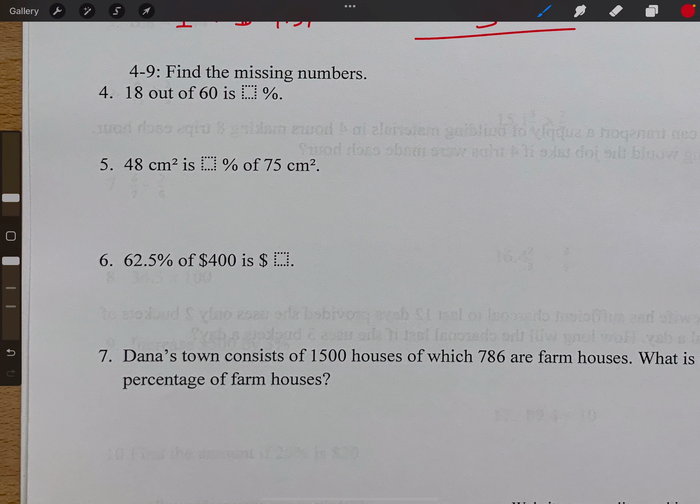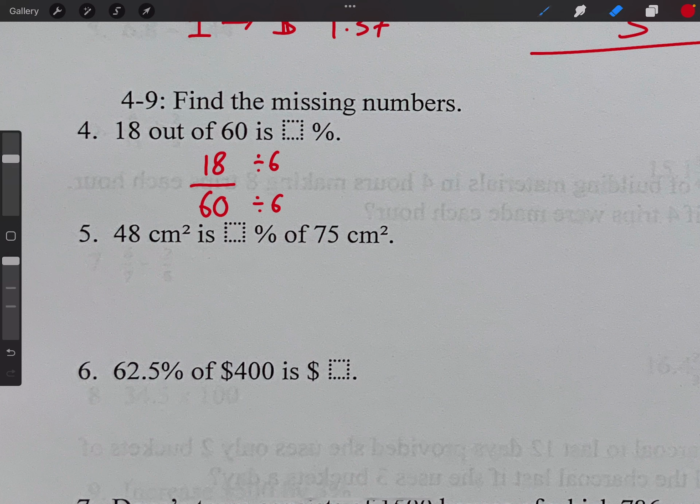Okay, so let's put 18 over 60 into a fraction. Now we can simplify this. So we can divide the top and bottom by 6. Alrighty. So 18 divided by 6 would give me 3. 60 divided by 6 will give me 10. So this is the same as 3 out of 10.